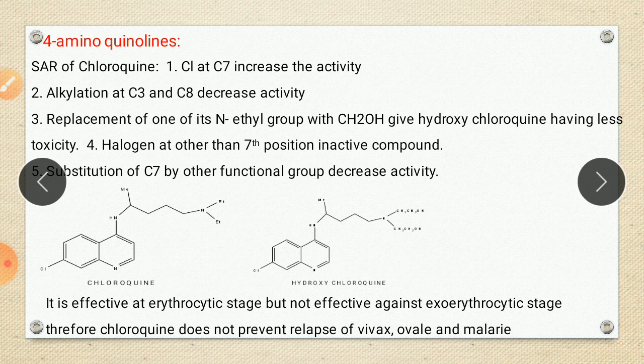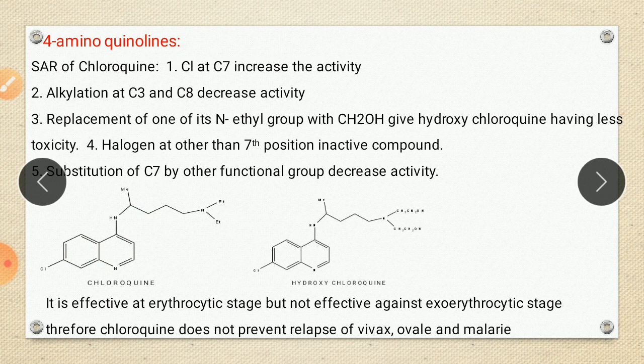Now the SAR of chloroquine. This is the structure of chloroquine, which is the important drug of this class. First point, chloro substitution at carbon 7 increases the activity. It is mainly a chloro halogen, and here is the chloro on the 7th position, so it increases the activity. Second point, alkylation at carbon 3 and 8 decreases the activity. Carbon 3 means this carbon of the ring and this one is the 8th carbon. When there is alkylation, it decreases the activity.